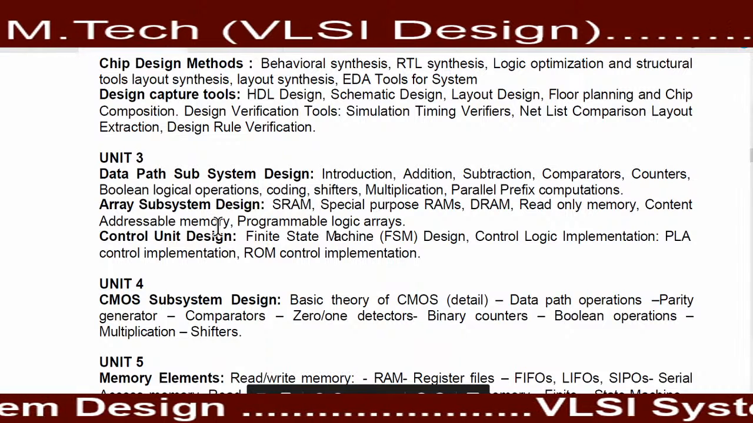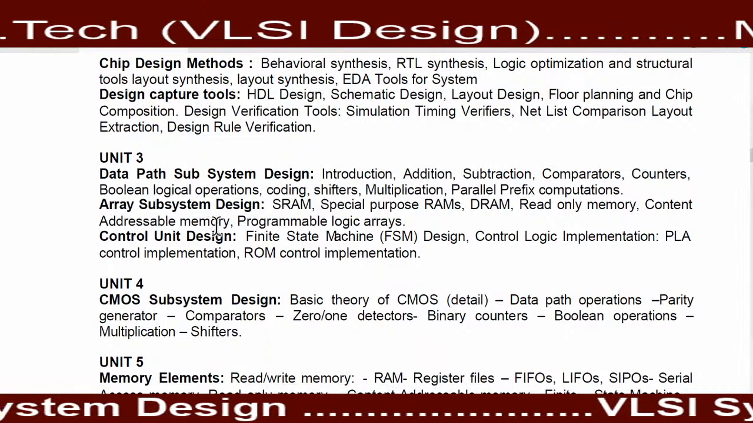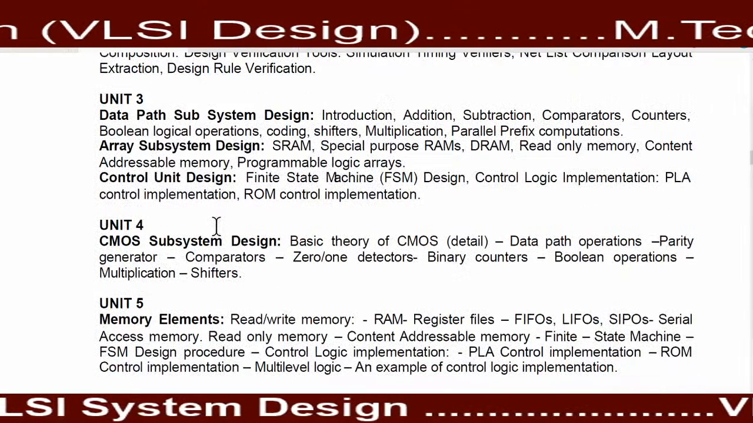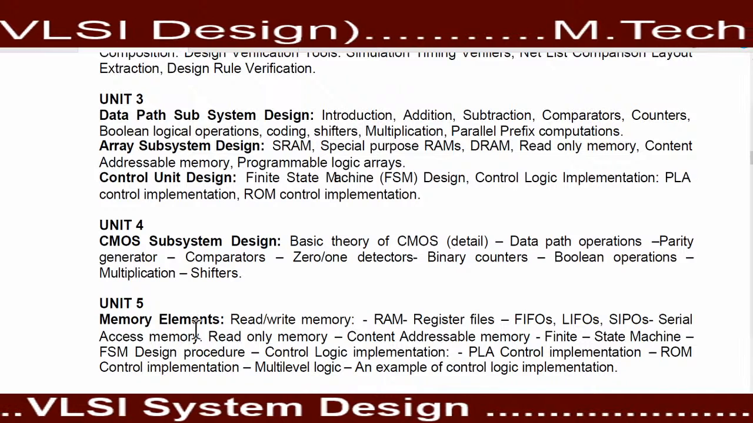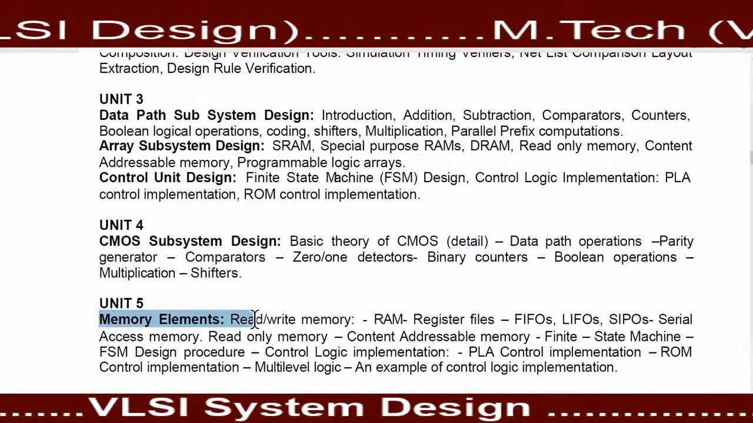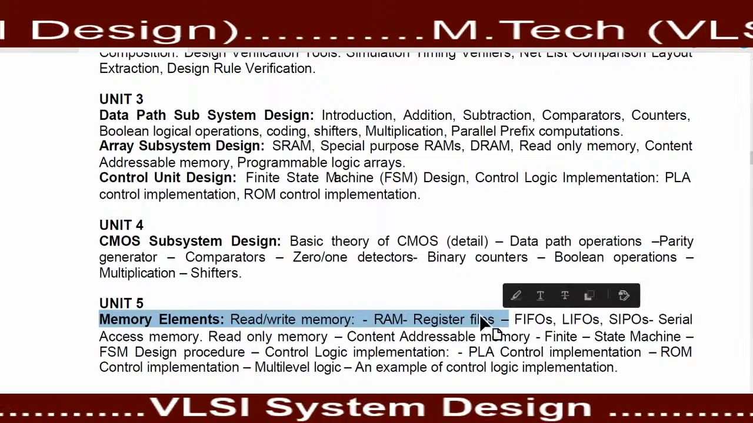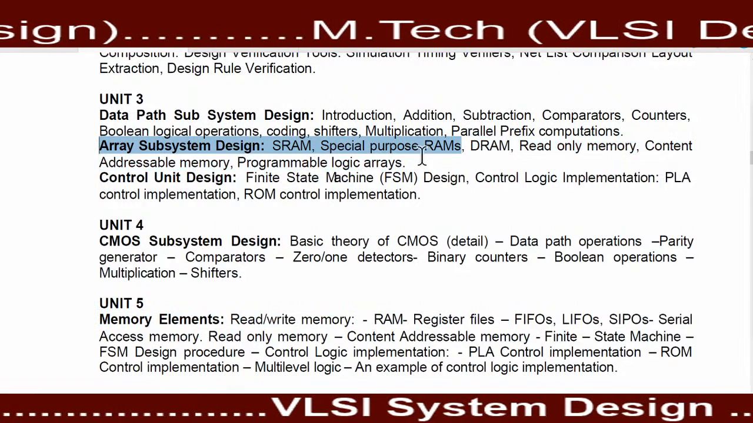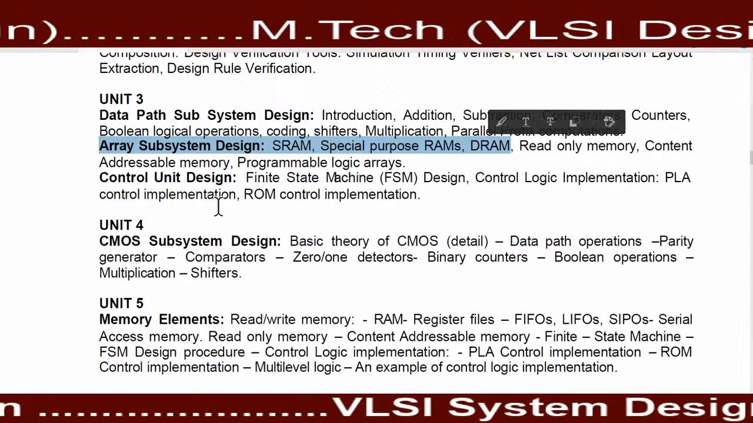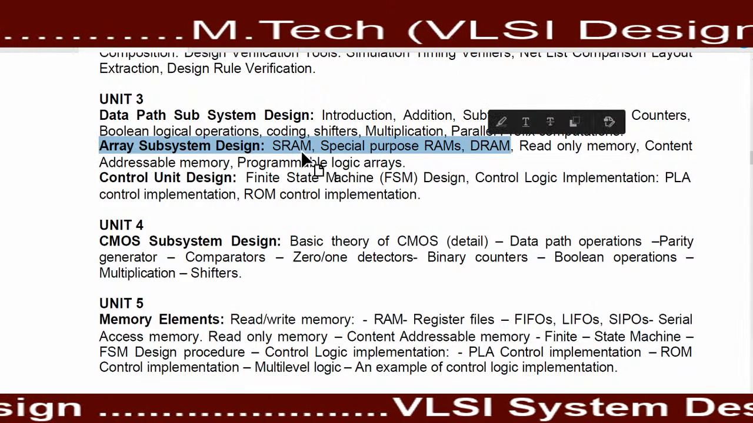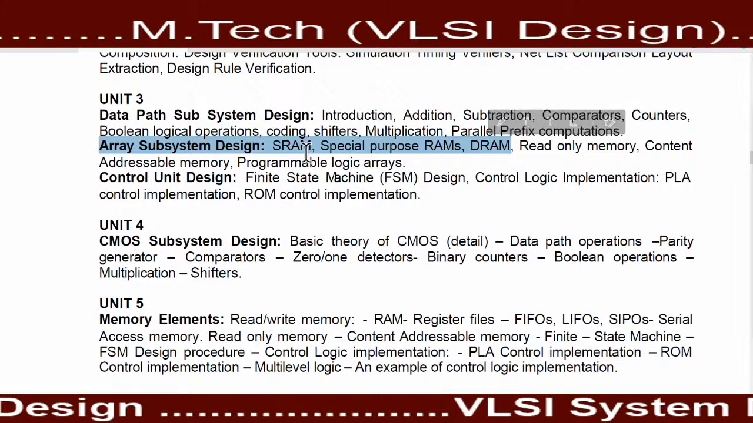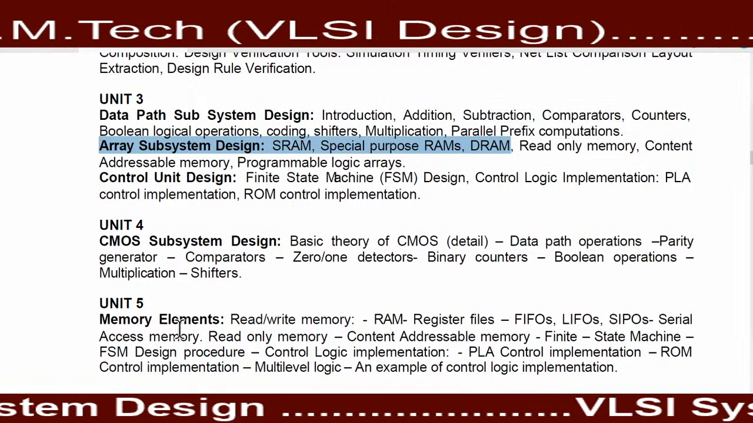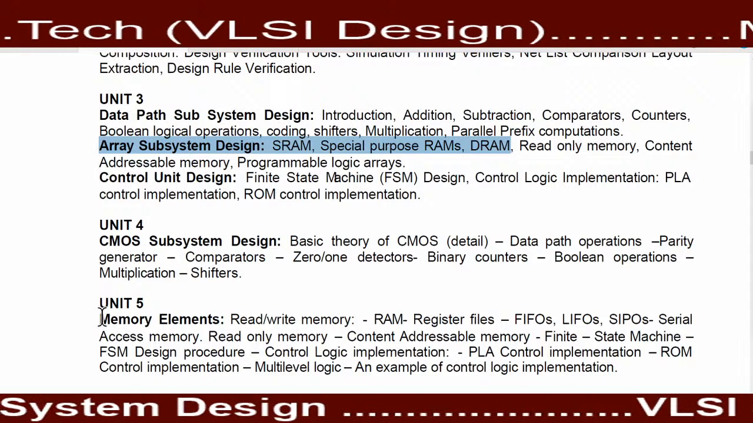Okay, good morning students. In this lecture we will discuss the memory elements that we use in our CMOS circuitry. This topic exists in your fifth unit. The same topic is also in your third unit. The third unit's second topic, array subsystem, also contains the memory elements, that is SRAM, DRAM, etc. The same topic also exists in your fifth unit, memory elements.